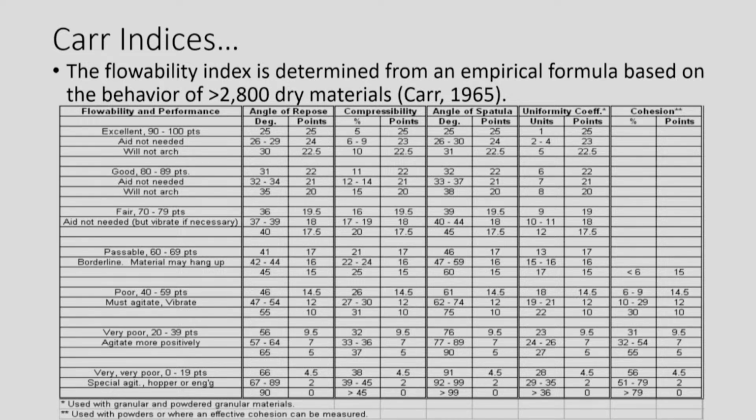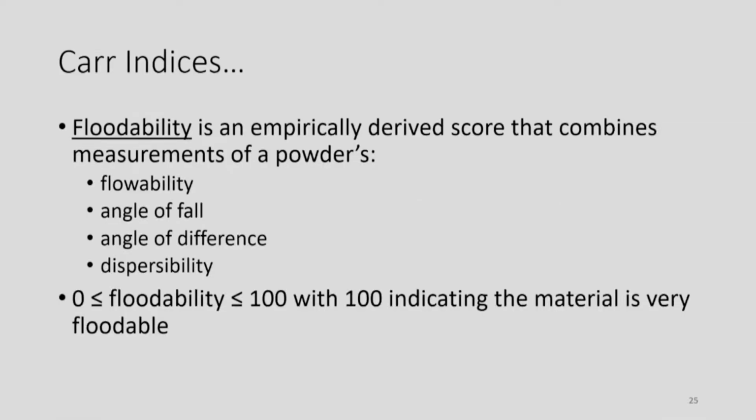Okay. So the next one that he characterized was floodability. Floodability uses the flowability that he characterized previously, and 3 other properties: angle of fall, angle of difference, and dispersibility, to get the floodability of the material. Floodability is related to fluidization of the material, how easy it is to spread. If the value is close to 100, then the material is very floodable. That means it is easy flowing, free flowing material.